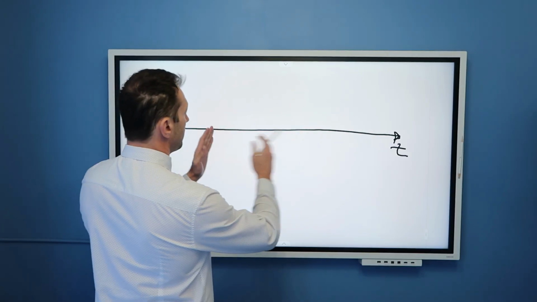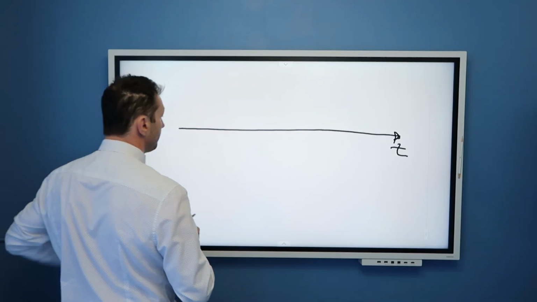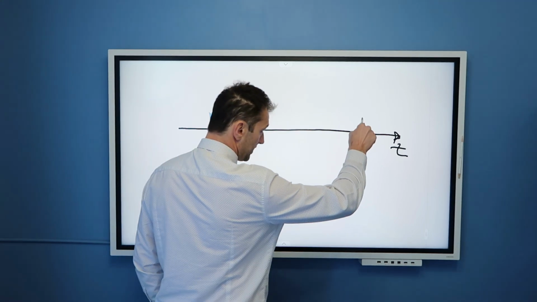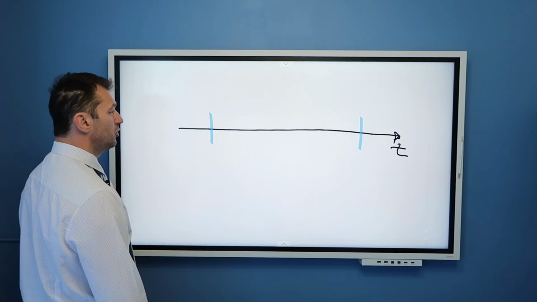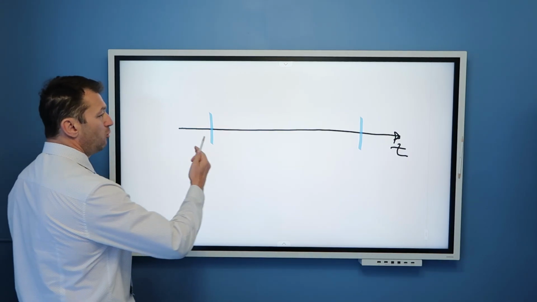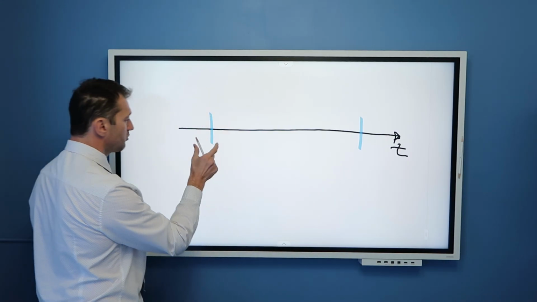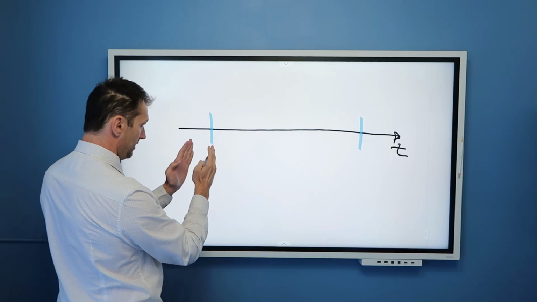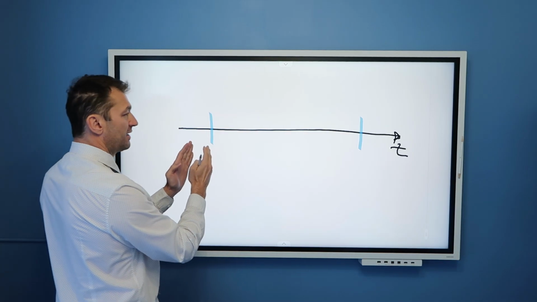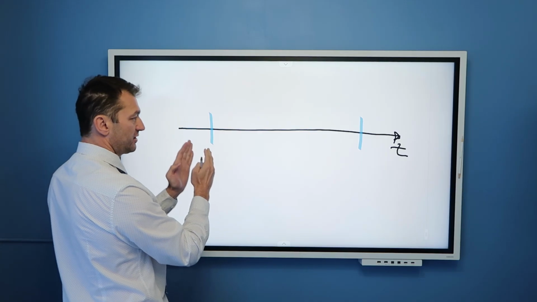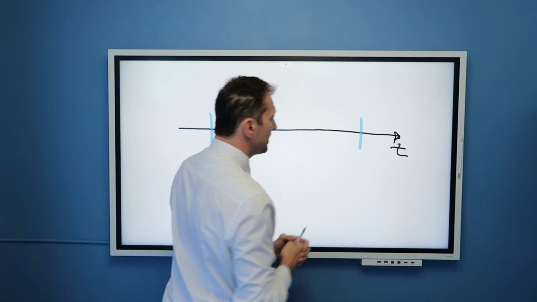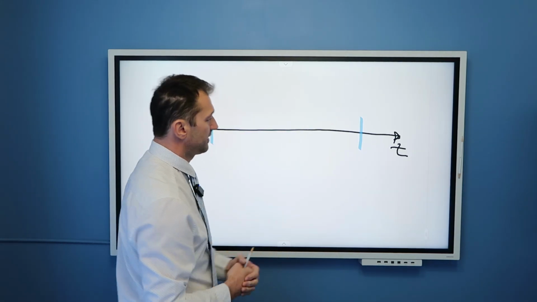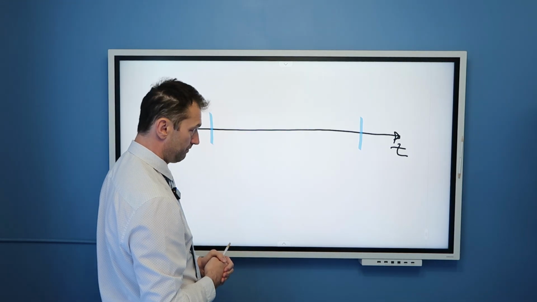In terms of the length of the growing season, if this axis is time, t, then the growing season is defined as the time interval between two dates, indicated with these blue lines. Now, what are these two dates? Well, this one is the last day in spring that is characterized with killing frost. And this date is the first day in fall that is characterized by the killing frost.